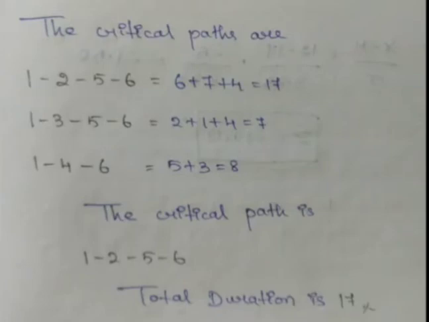The path 1 to 3, 3 to 5, 5 to 6 is wrong. Similarly 1 to 4, 4 to 5, 4 to 6 is also wrong. So there is only one critical path. These two paths are wrong, so you have to note it down. The critical path is 1 to 2, 2 to 5, 5 to 6. Therefore the total duration is 17.